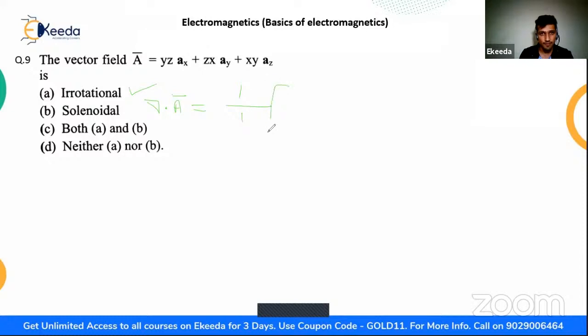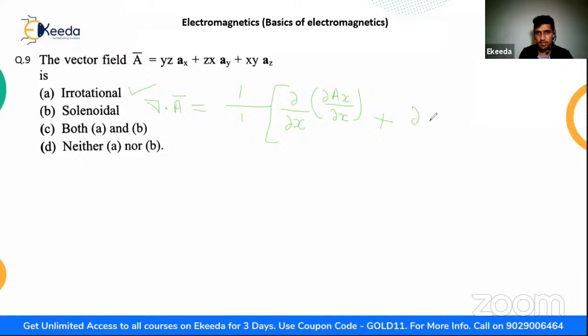And now del upon del u. What is u? Here x, because the first coordinate or first parameter is x. Del upon del x multiplied by h2 h3. They are 1, so I'm just not writing that 1. I'll simply write what is next: del Ax upon del x.